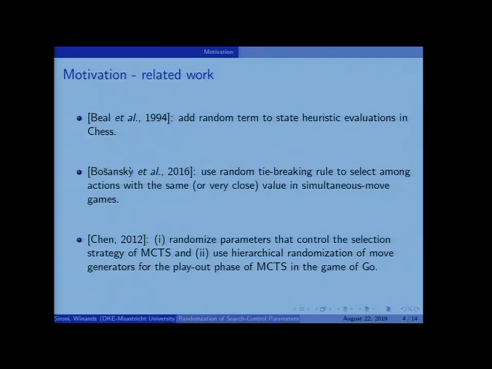And finally, we also found the work of Chen, which is probably the most similar to what I'm going to show you next. What he does is randomize some parameters that control the selection strategy of MCTS, and he also tries to hierarchically randomize different move generators in the playout phase of MCTS. And he shows that this randomization helps diversify the search and improve the performance in some circumstances on the game of Go.